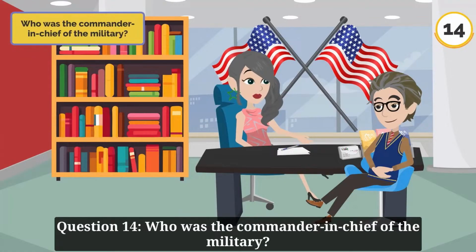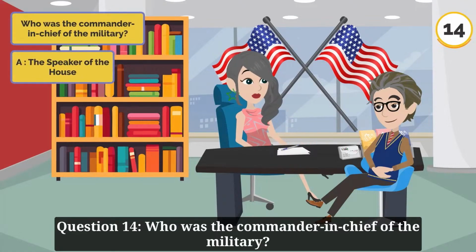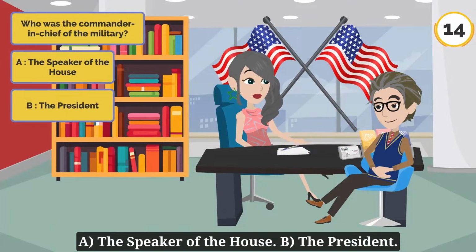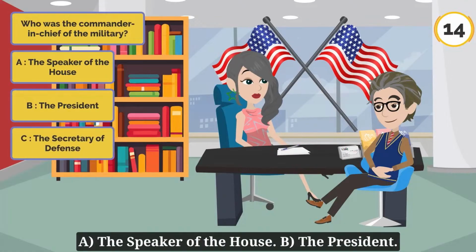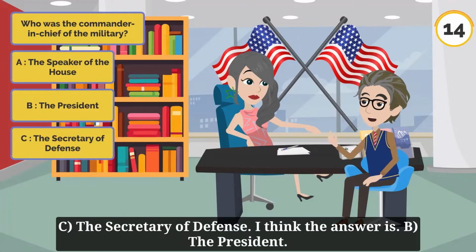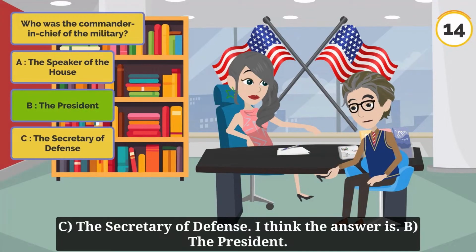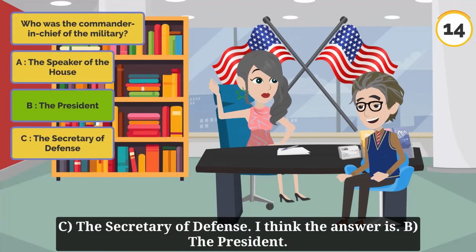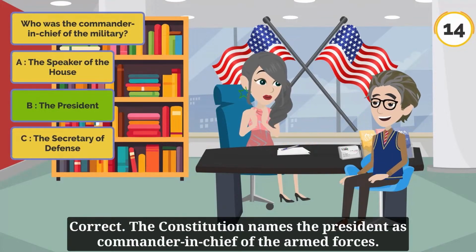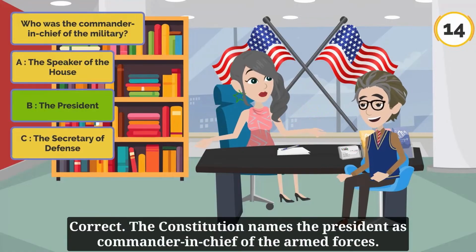Question 14. Who was the commander-in-chief of the military? A. The Speaker of the House. B. The President. C. The Secretary of Defense. I think the answer is B. The President. Correct. The Constitution names the President as Commander-in-Chief of the Armed Forces.